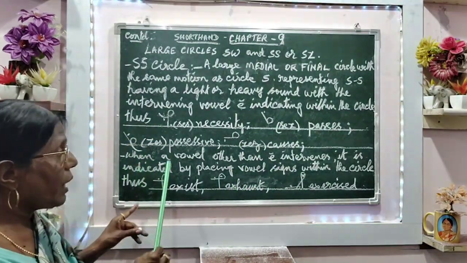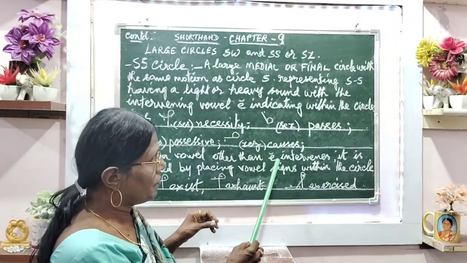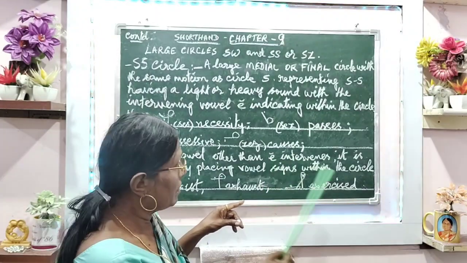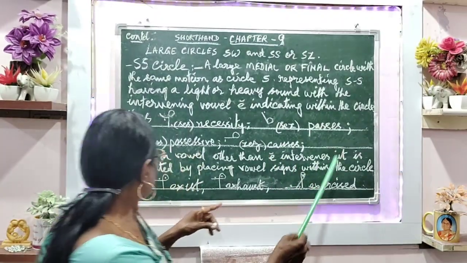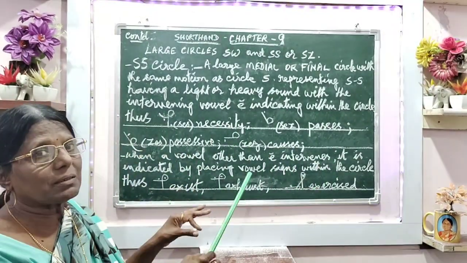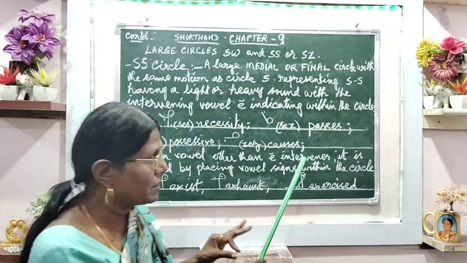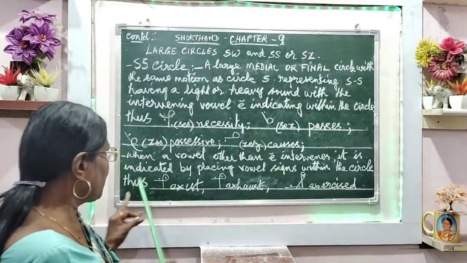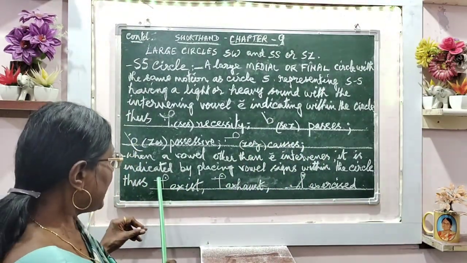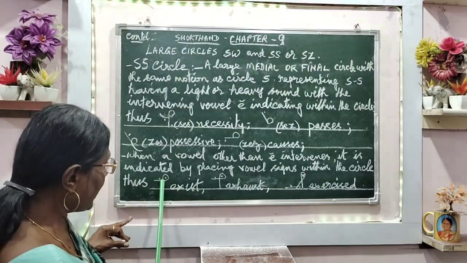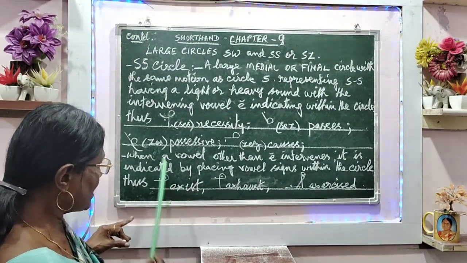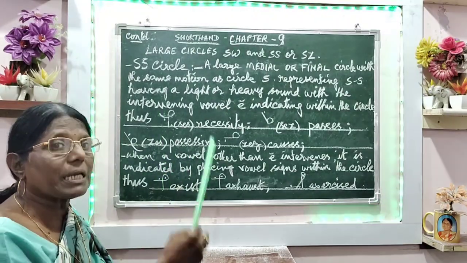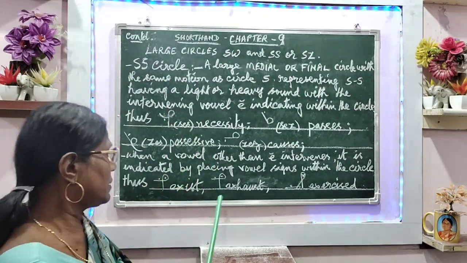Now, when a vowel other than this sound intervenes, it is indicated by placing vowel signs within the circle. That example I have given here. Thus, exist. See here, exist. Within that, the intervening vowel can be placed within the circle.